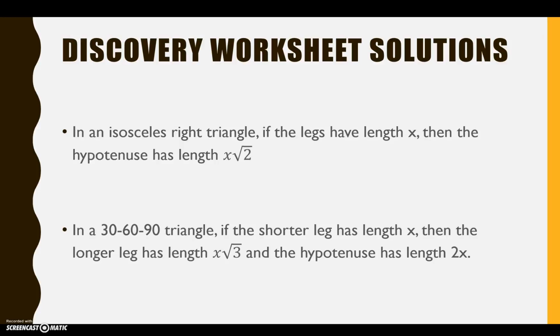For the second one here, which is the 30-60-90 triangle, if the shorter leg has length x, which is across from the 30 degrees, then the longer leg has length x square root of 3, and the hypotenuse has length 2x, so it's double the length.